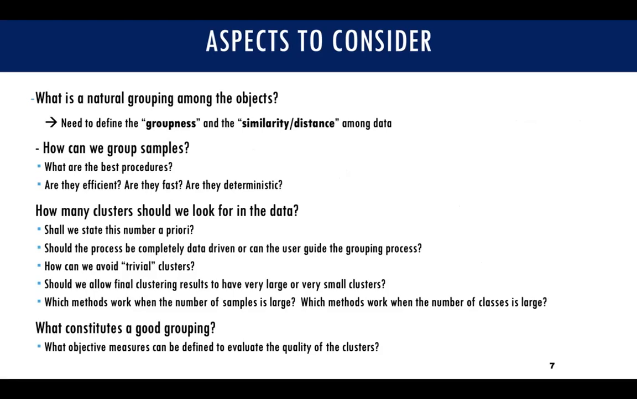So the three aspects to consider are: how can we group the samples, so which are the variables that we will consider in order to do that? How many clusters is the good number of clusters? Do we know it a priori or not? And then what constitutes a good group? So these are the three aspects that we have to consider in order to perform classification.